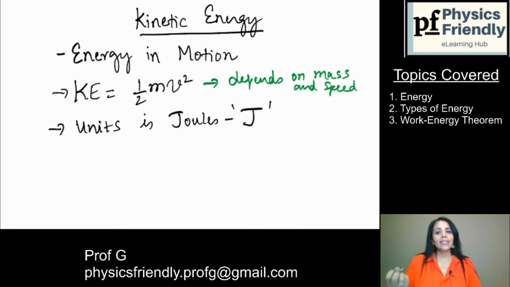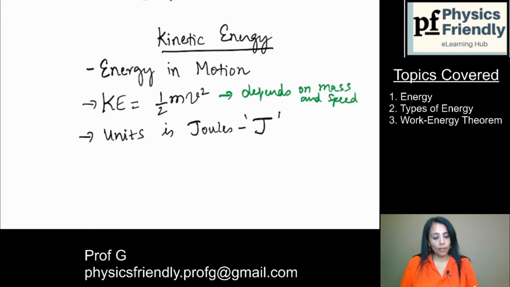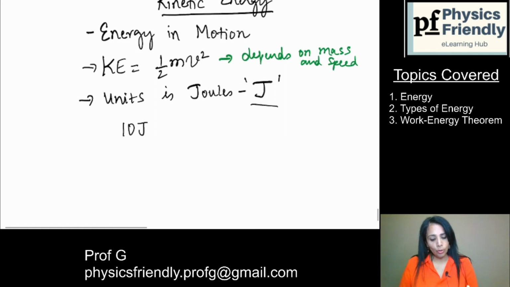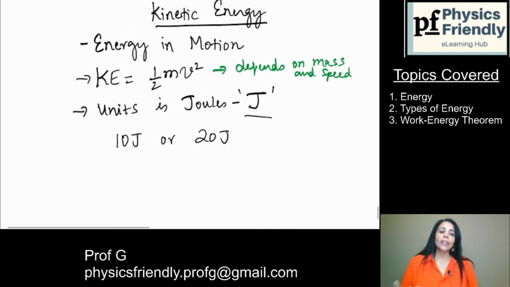Kinetic energy is defined in terms of the mass and the square of the speed. In equation form, kinetic energy is half times mass times speed squared. So kinetic energy depends on mass and speed. The SI unit of kinetic energy is the joule. So for example, this can be 10 joules or 20 joules, which would be a perfect example of kinetic energy. Kinetic energy is a scalar quantity.